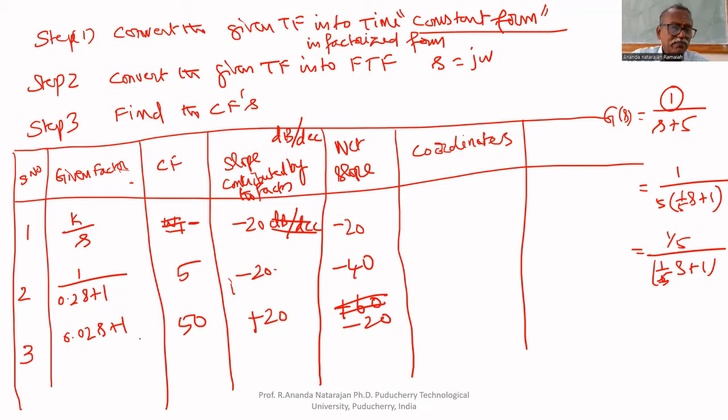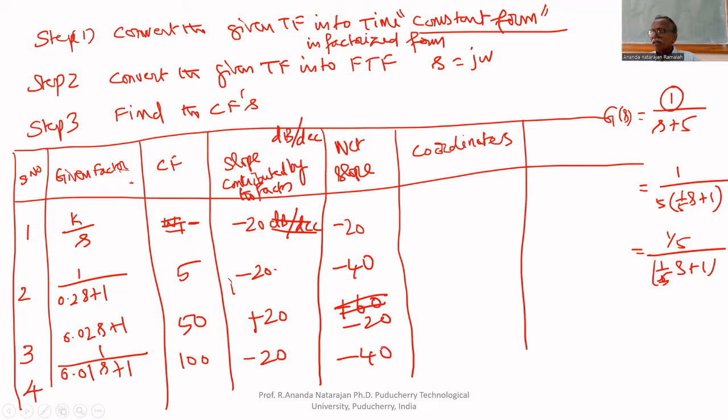Suppose the next factor is around 100. 100 means 1 by 100, that is 0.01 s plus 1 in the denominator. So the corner frequency is 100. Slope contributed by this is minus 20. What is the net slope? Minus 40. That's all.